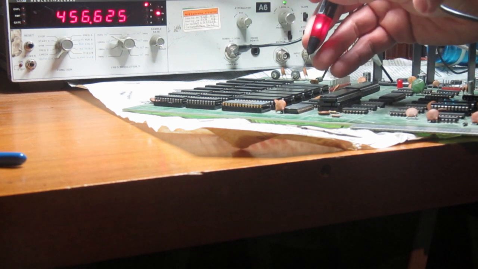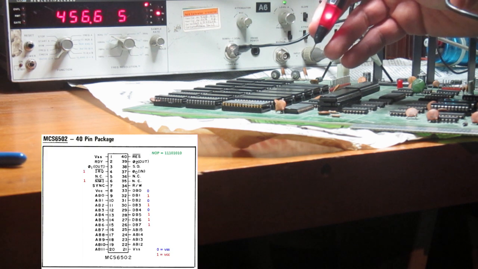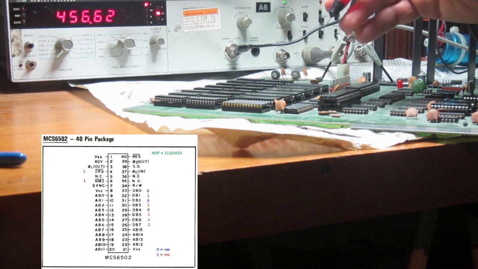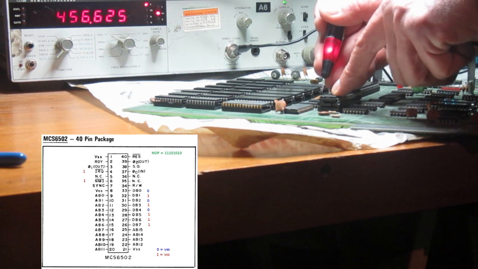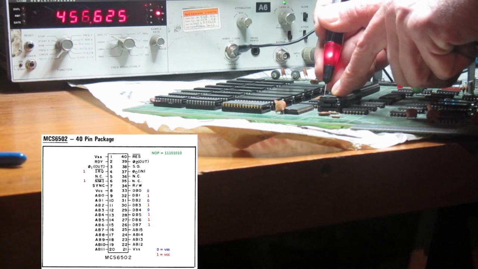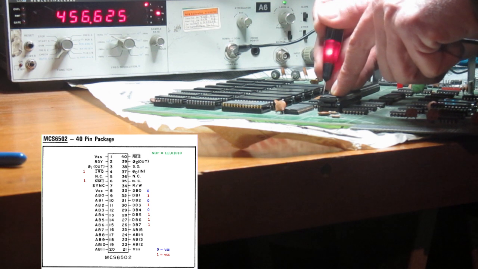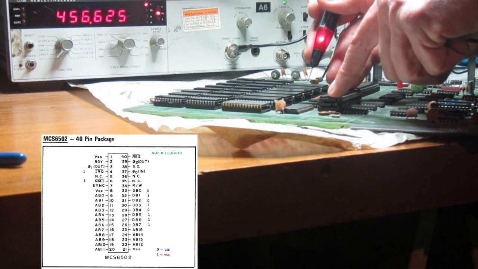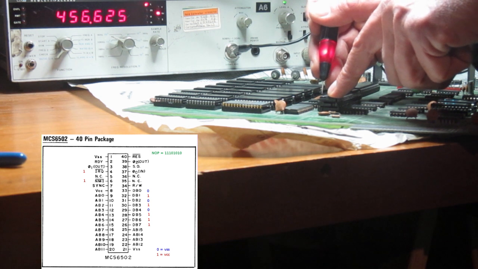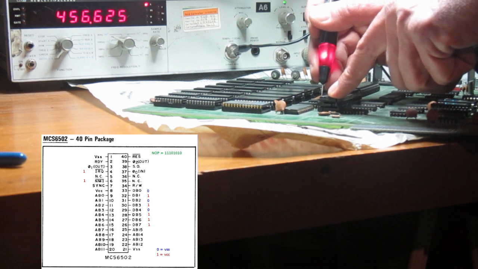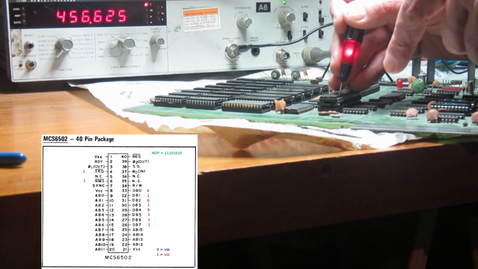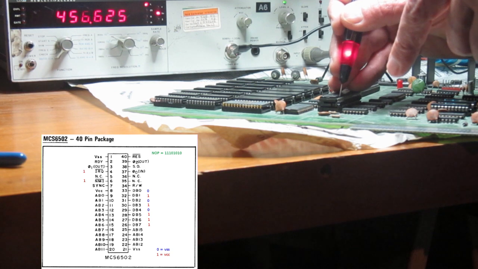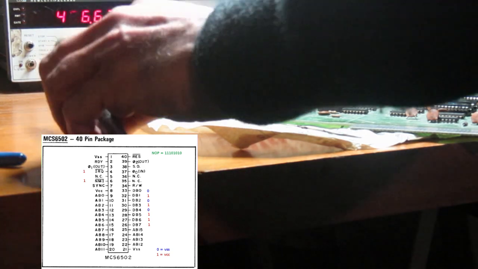So first things first, let's check again that we have a clock input on pin 37. Pin 37 is the input clock on the 6502, and we do have it. Then we have to check if the 6502 is working well. We have on pin 39 a clock output, and we do, and on pin 3 another phase of the clock output, and we do. So let's see the frequencies.